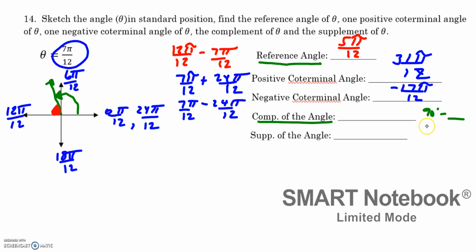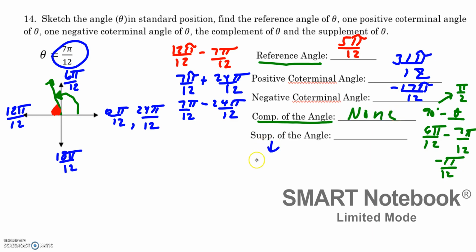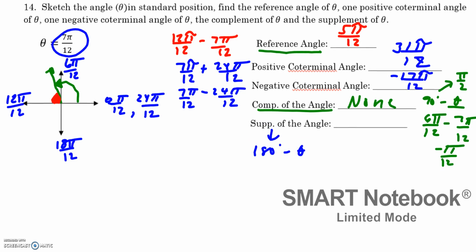The complement of the angle means you are doing 90 degrees minus the angle. Now 90 degrees in this case is pi over 2, but pi over 2 in this particular case is really 6 pi over 12. So you're taking 6 pi over 12 minus the angle, which is 7 pi over 12, and that is really negative pi over 12. Now, negative pi over 12 is not possible because you can't have a negative complement, so there really is no complement in this situation.